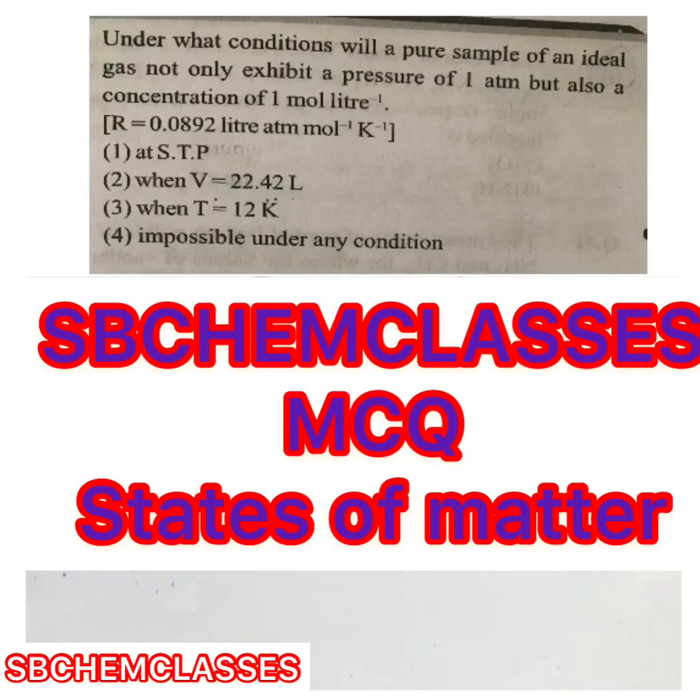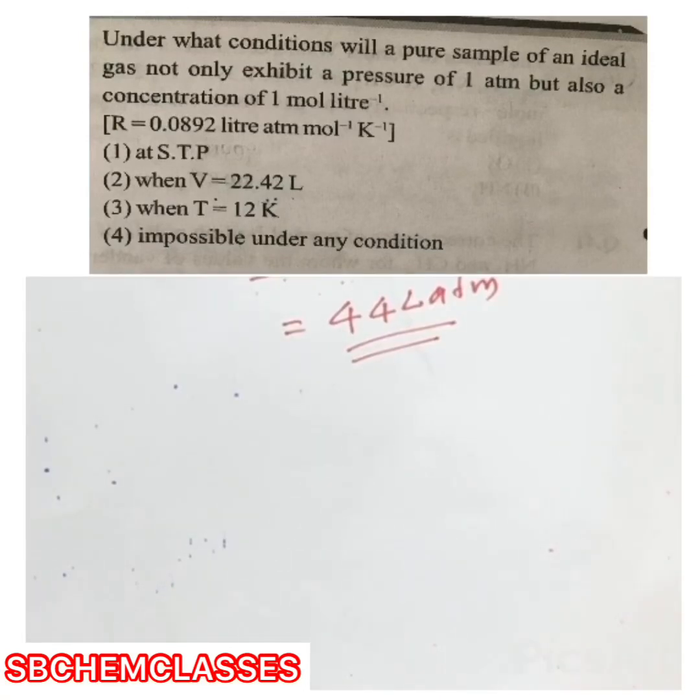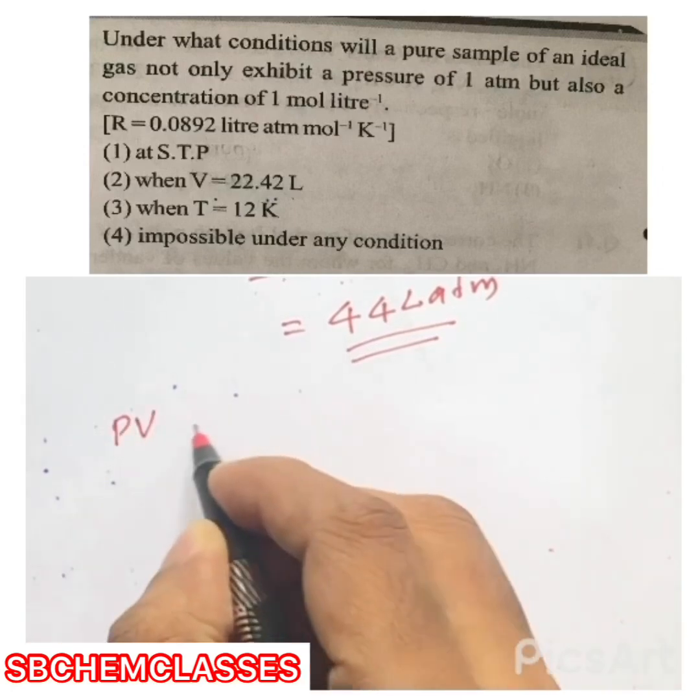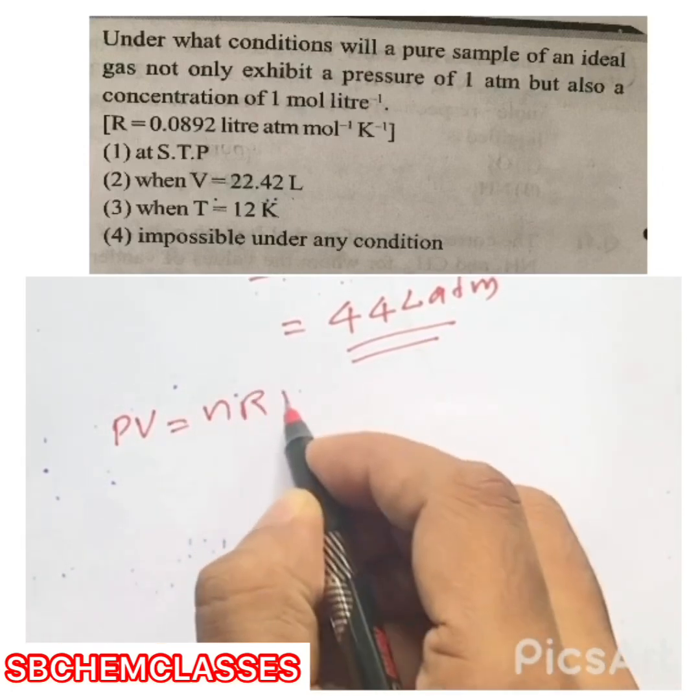Under what conditions will a pure sample of an ideal gas not only exhibit a pressure of 1 atm but also a concentration of 1 mole per liter? R value is given and there are 4 options. To solve this problem, we can use the equation PV equal to nRT.